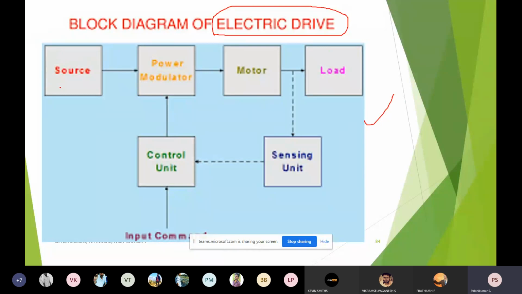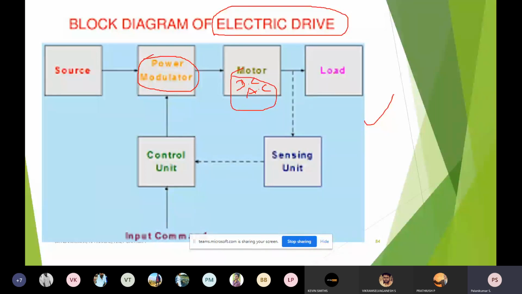I have a power source, which is given for the entire system. That is given to a power modulator. The power modulator will give the electrical power in the required form. As far as the motor is concerned, this may be a DC motor, or an AC motor, or sometimes even a universal motor. So the main classification is DC and AC supply.